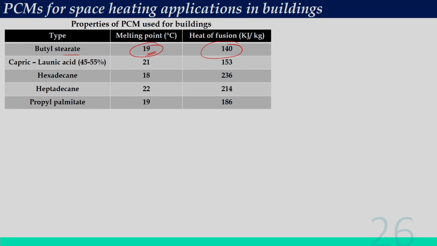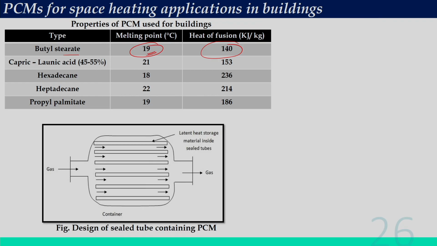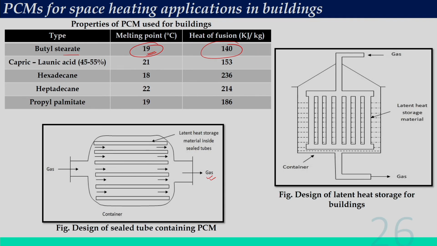This table shows different scopes of utilizing the material based on availability, and we can have different configurations for using this PCM. Maybe horizontally we can feed it. Gas is introduced here and the PCMs are placed in the tubes. Heat exchange takes place and finally we will have different heat at the outlet than at the inlet. We can also have this kind of configuration, where the gas inlet is from the top, it moves around the tubes, and the gas is collected at the bottom, with PCMs placed inside.